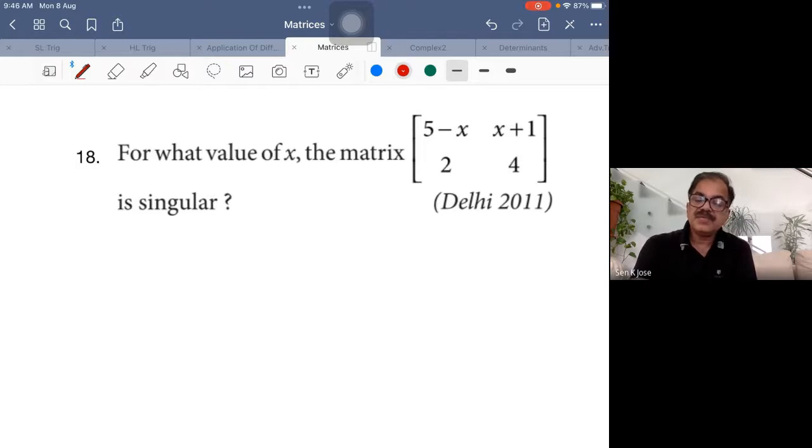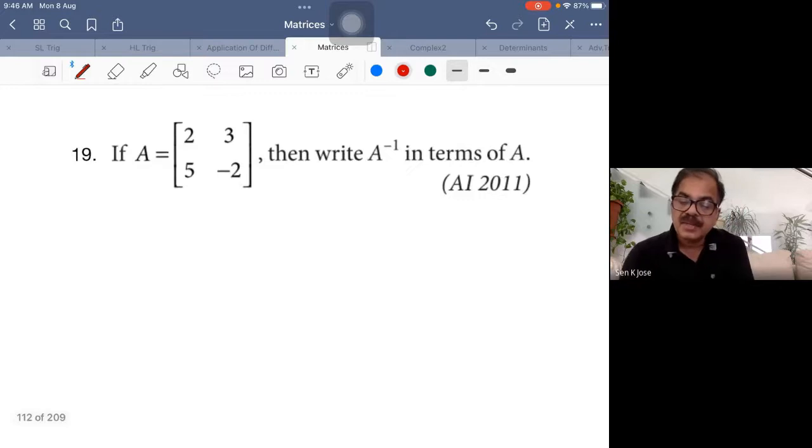Find the value of X for which the given matrix is a singular matrix. So you'll say determinant A is equal to 0. You cross multiply like that and solve for X. Okay.